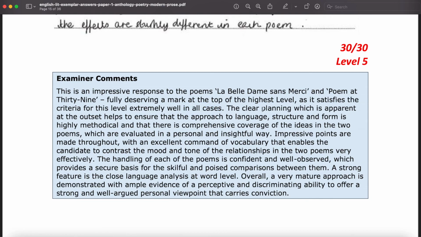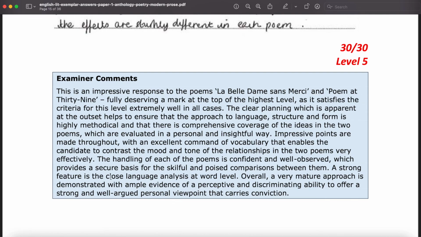The clear planning, which is apparent at the outset, helps to ensure that the approach to language, structure and form is highly methodical, and that there is comprehensive coverage of the ideas in the two poems, which are evaluated in a personal and insightful way. Impressive points are made throughout with an excellent command of vocabulary that enables the candidate to contrast the mood and tone of the relationships in the two poems very effectively. The handling of each of the poems is confident and well observed, which provides a secure basis for the skillful and poised comparisons between them.